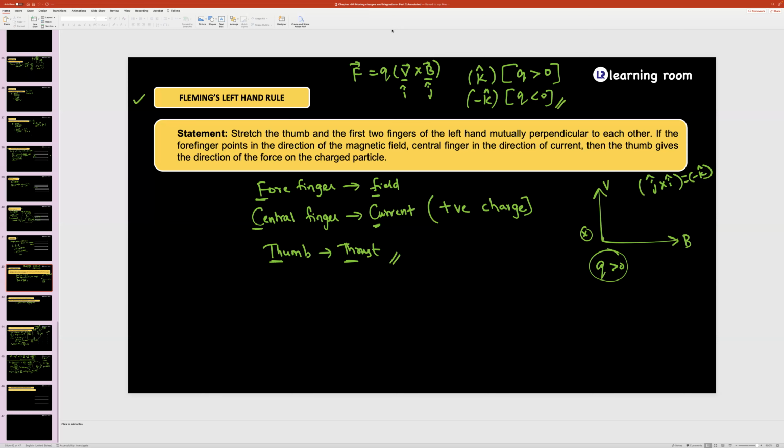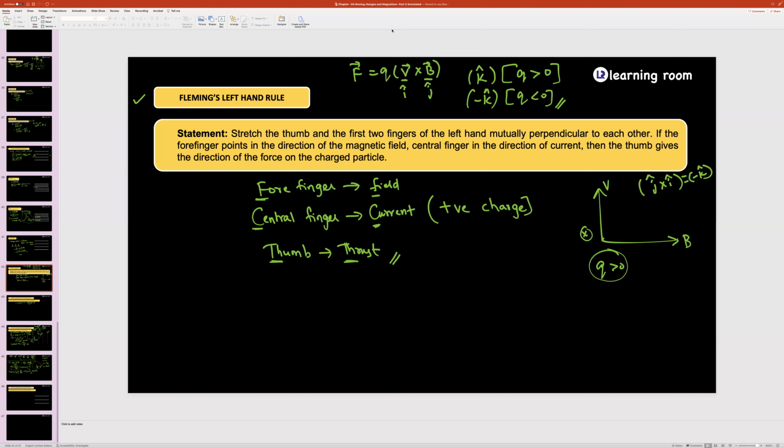When I talk about a current carrying conductor, you can talk about a charged particle also. The central finger shows the direction of current. If instead of a current carrying conductor you are given a charged particle, the charged particle should be positive. Till now we discussed only charged particles. The direction in which the positive charge is moving will be assumed to be the direction of current as well, because current is from higher to lower potential.